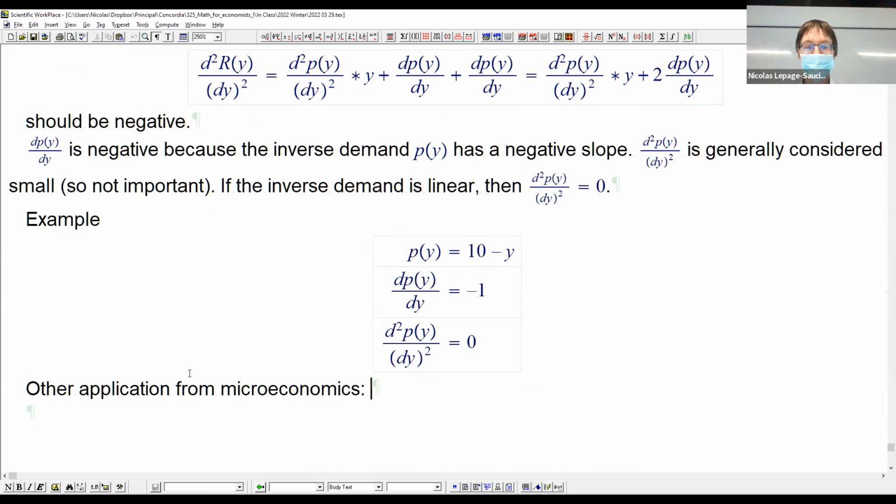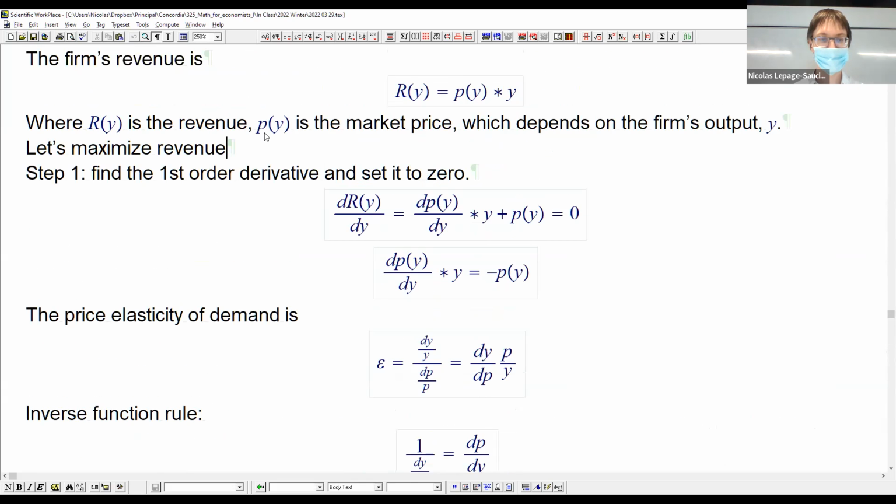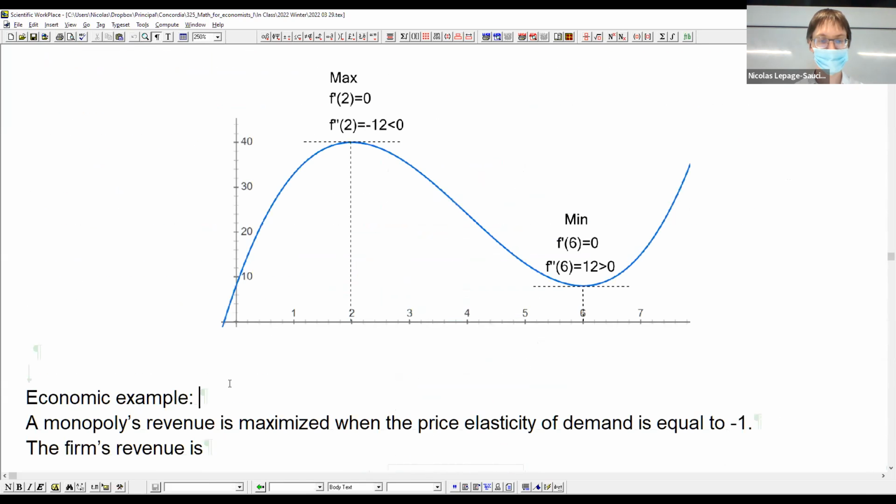So some other application of microeconomics. It's going to look like this. Maybe it's a bit easier. So let's go ahead and find this. So we know that, let's call this section applications, or economic examples.